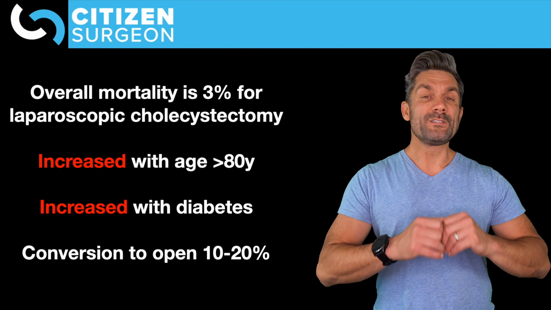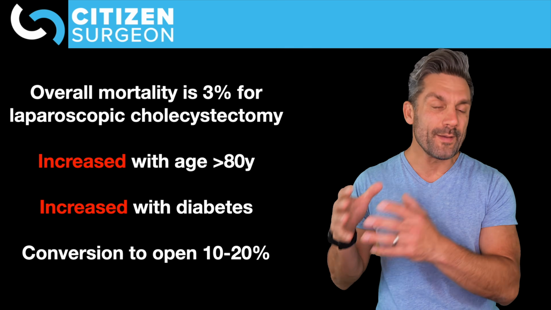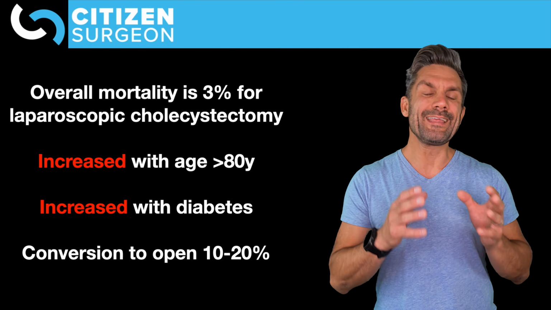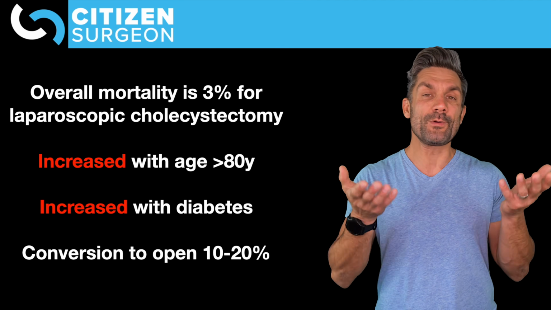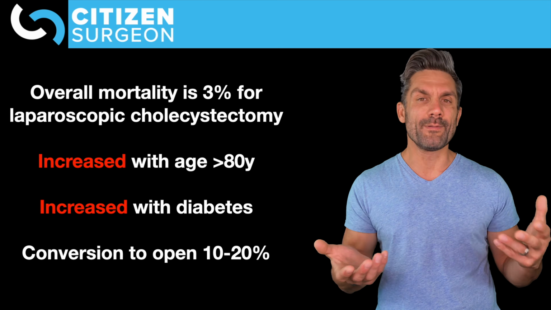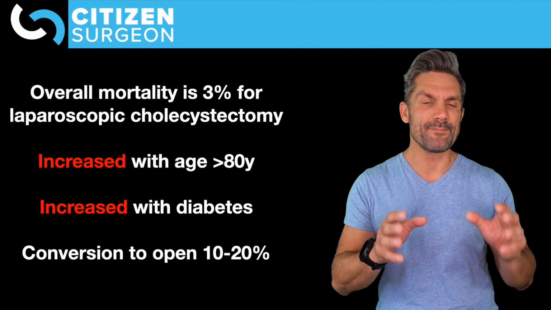Now, when we talk about, well, what is the conversion rate, the need to go from laparoscopic to open cholecystectomy? Well, that published rate is 10 to 20% in acute cholecystitis, and that is increased from just 5% or less in gallbladder removal or cholecystectomy without acute cholecystitis. So something to keep in mind there.